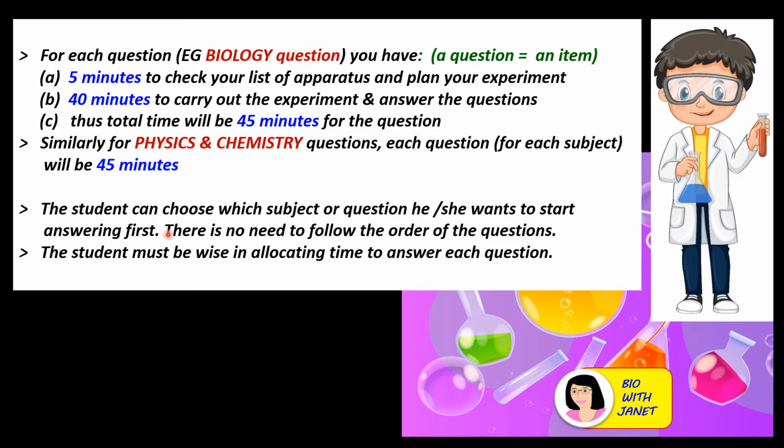All right? You start with a difficult question, then you may get stuck somewhere, and then there'll not be enough time for the other 2. And to build up your confidence, do the easiest question first. There's no need to follow the order of the questions. So the student must be wise in allocating time to answer each question. Make sure you answer within the 40 minutes for each experiment after you have checked your apparatus.